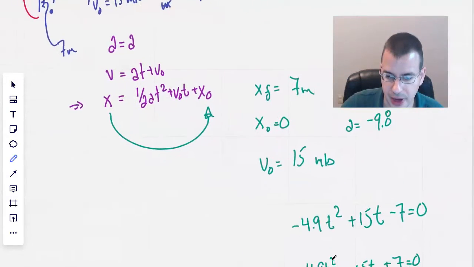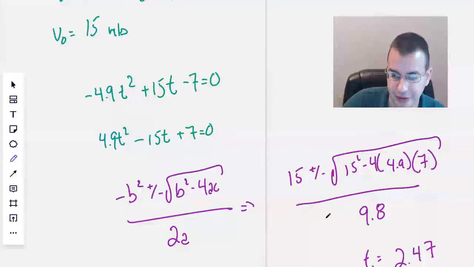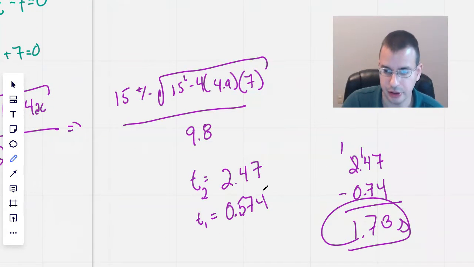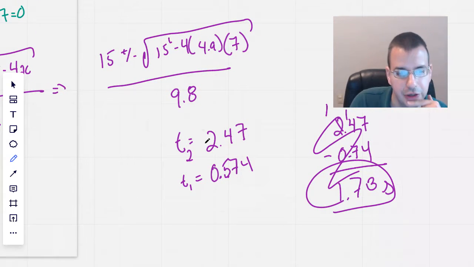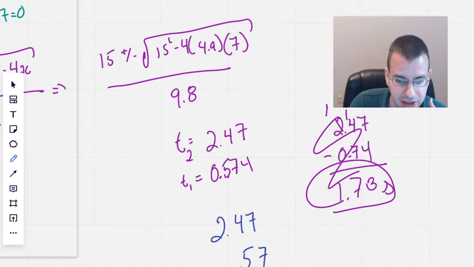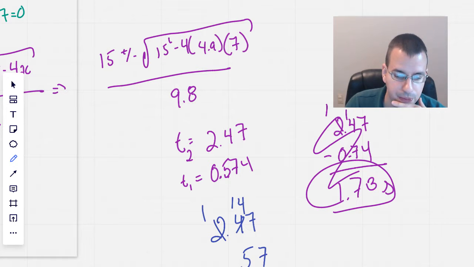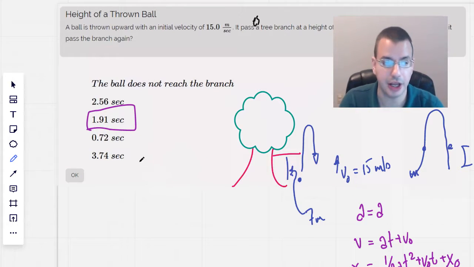Let's check our math real quick. This is our quadratic, this is where we put it in. Wait a sec. We got 0.574 here, not 0.74. Cross this out. So 2.47 minus 0.57 gives about 1.90, which is probably about 1.91. Okay, so this was the correct one.